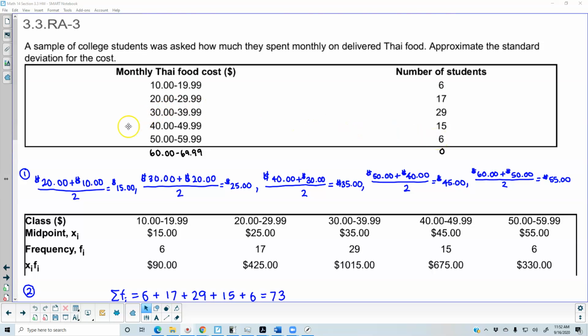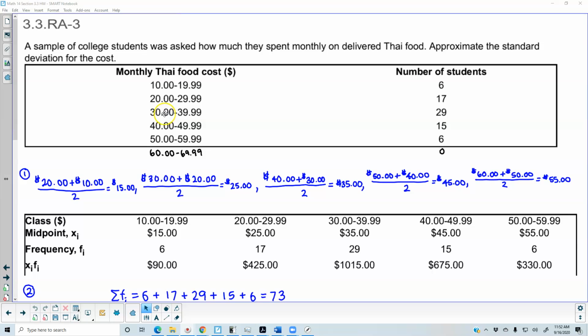Okay, so the first thing we want to do is find the midpoints of the lower class limits. So we're going to take 10 and add 20 and then divide it by 2. So 20 plus 10 divided by 2 gives us 15. Then we're going to take 20 and add 30. So we get 30 plus 20, divide that by 2, and that gives us 25.